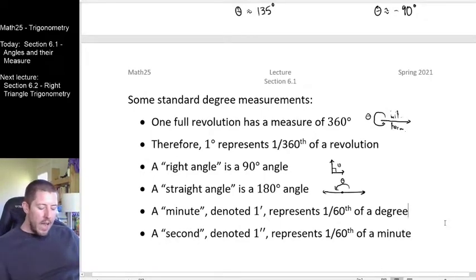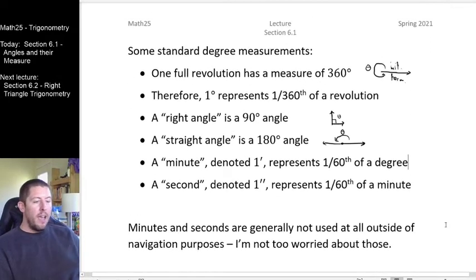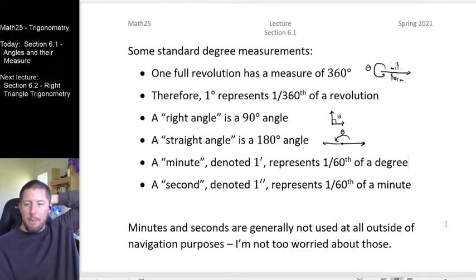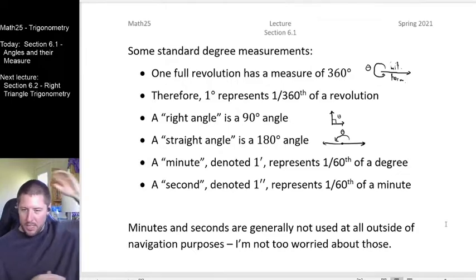These aren't going to really come up much at all this semester. I will say minutes and seconds are generally just not really used in the real world outside of navigation. If you're going to be a pilot, it matters that you're able to think in terms of minutes and seconds, and that's about it. I don't want to say nobody uses minutes and seconds, but mostly nobody uses minutes and seconds.